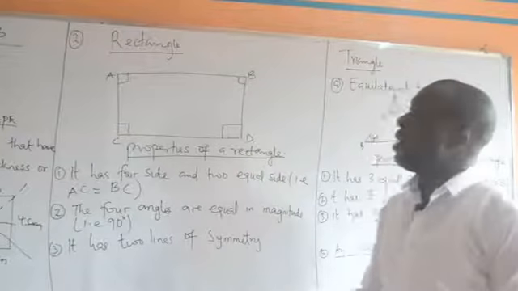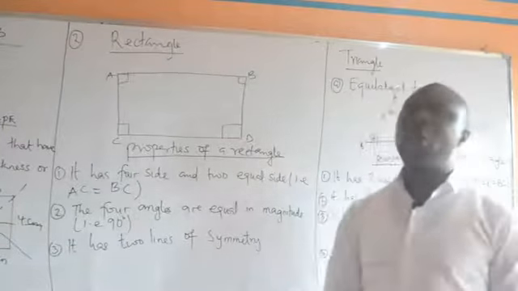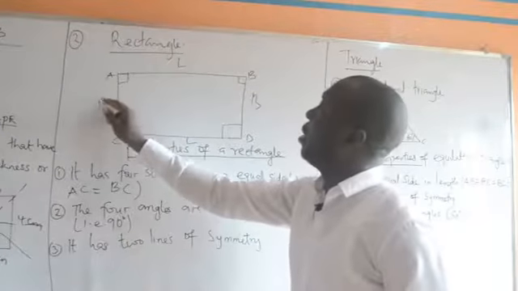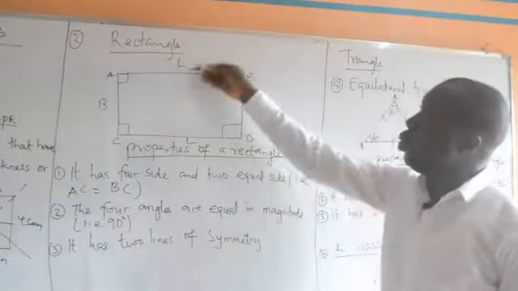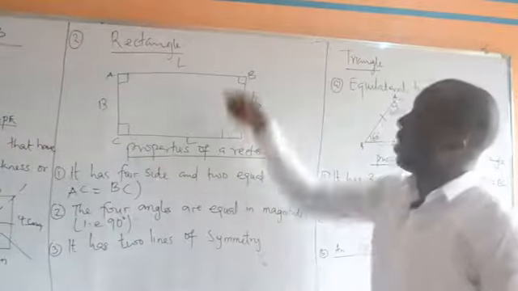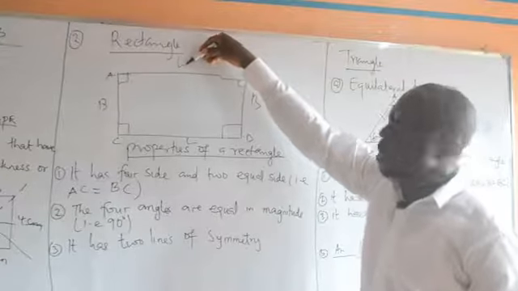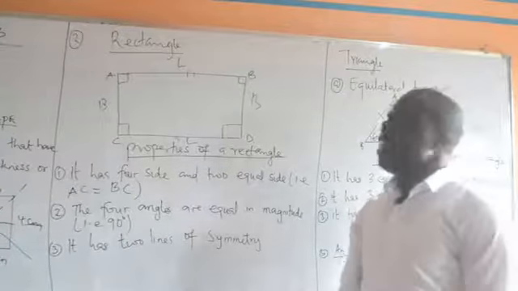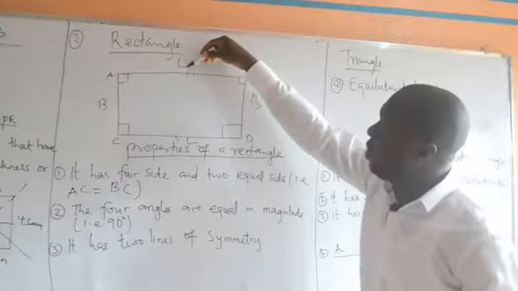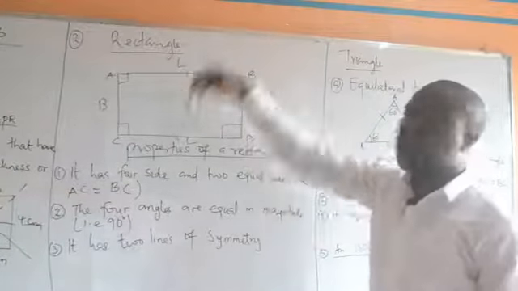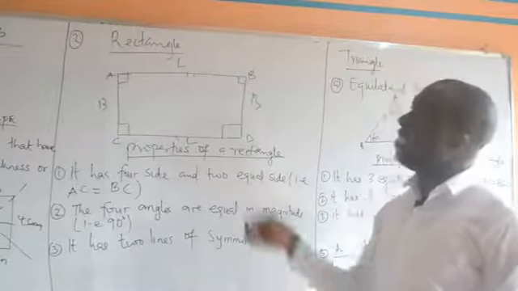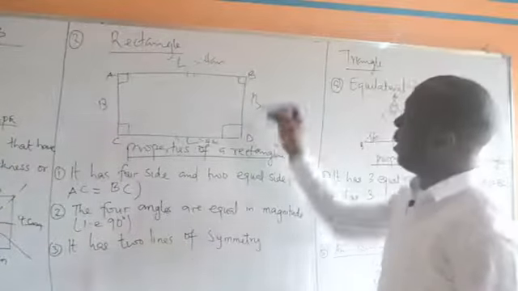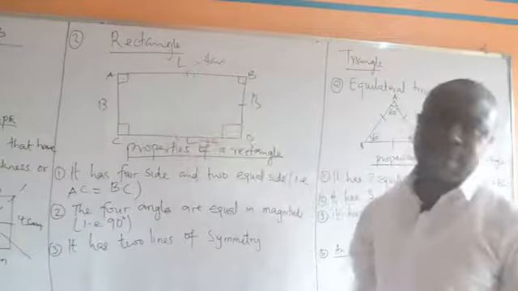But in a rectangle, all the 4 sides are not equal. So in a rectangle, we have length, breadth, length, and breadth. So a rectangle is that polygon that has 2 lengths and 2 breadths. You can see the first length at the top and the other at the bottom. The 2 sides are equal. That is, if this side is given to be 4 centimeters, this side too will be 4 centimeters.